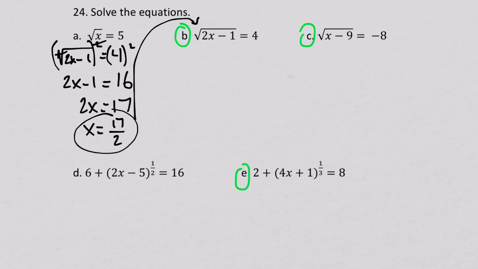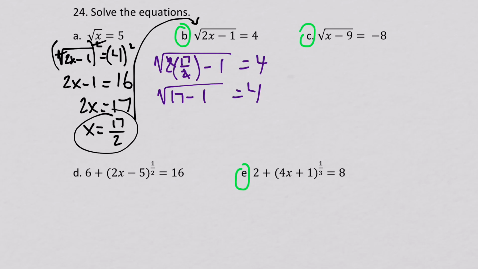Okay. So what I have is radical 2 times 17 halves, that's 2x minus 1 equals 4, and see if this is actually true. 2 times 17 halves, the 2's cancel, so it's just 17 minus 1 equals 4. 17 minus 1 is 16, so radical 16 equals 4. The square root of 16 is 4, so 4 equals 4. Check, done. It works. So our solution was correct.